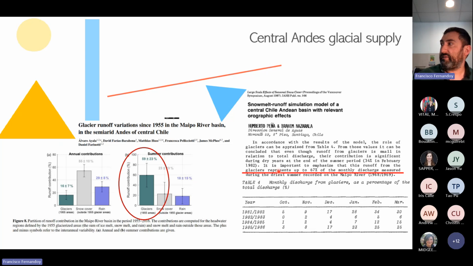And even in extreme events, like the ones that occurred in 1968 and 1969 in the central part of Chile again, this input from glaciers could reach up to 70% of the monthly water discharge. So it shows that glaciers are actually a quite important component of the runoff for this region.